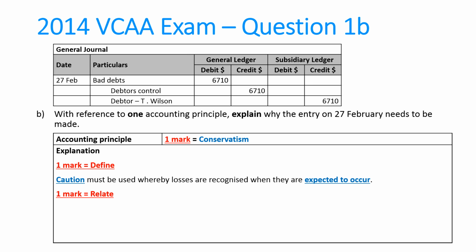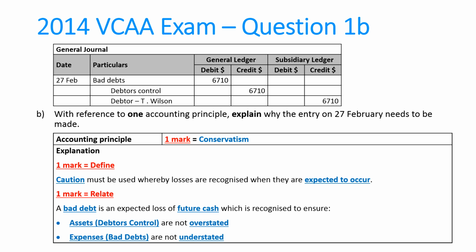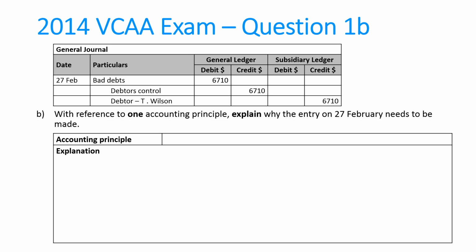So what we'll do for our last mark is then go and say, what does being cautious and recognizing an expected loss have to do with this question? And it's all about the bad debt. That is an expected loss of future cash, and we're going to recognize that so our assets are not overstated, and the asset in question is debtors control, and our expenses, in this case bad debts, are not understated.